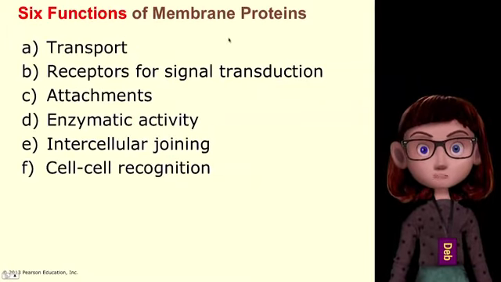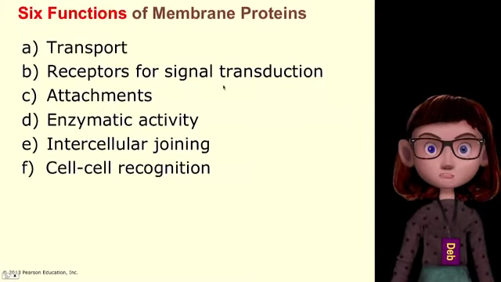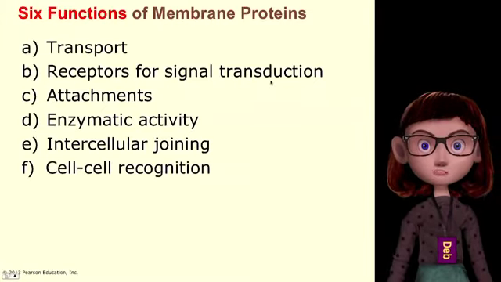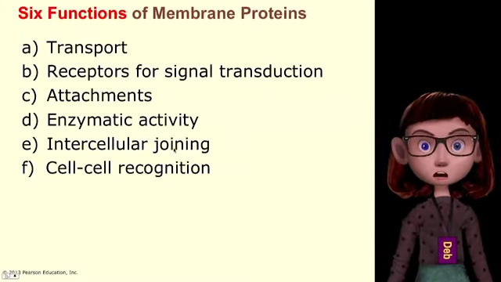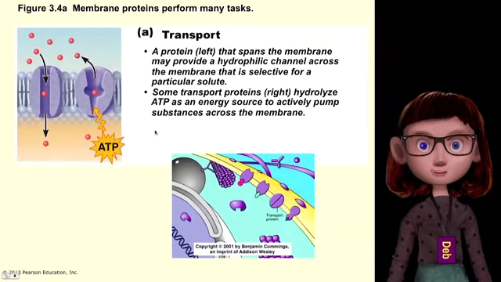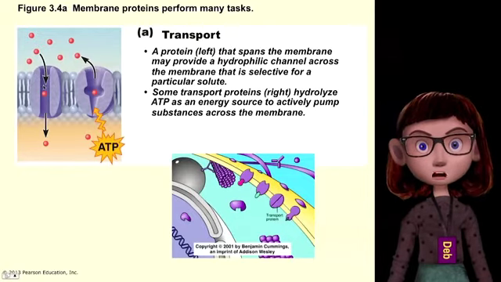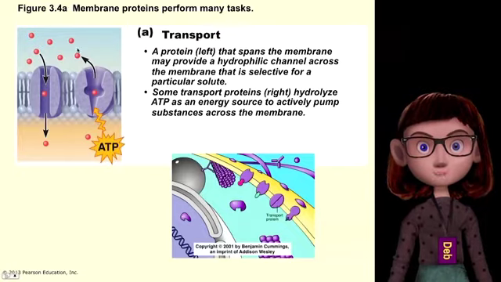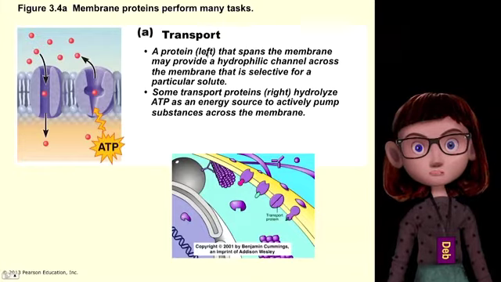Overall, the 6 functions of membrane proteins, and each of these will be discussed individually, would be transport, receptors for signal transduction, attachments, enzymatic activity, intercellular joining, and cell-cell recognition proteins. The first one, transport proteins, is represented right here. So in this figure up here, you see 2 types of transport proteins. Some transport proteins over on the right, those on the left, that's discussed first.